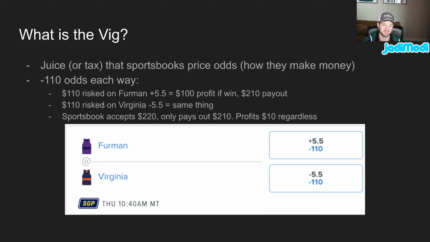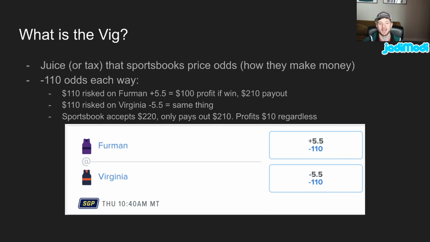Then there's the opposite side of that. The person risks $110 on Virginia minus 5.5. It's the same exact thing. If Virginia wins, they will profit $100 and they will get a total payout of $210. Obviously, if Virginia loses, then they lose their $110 risk.